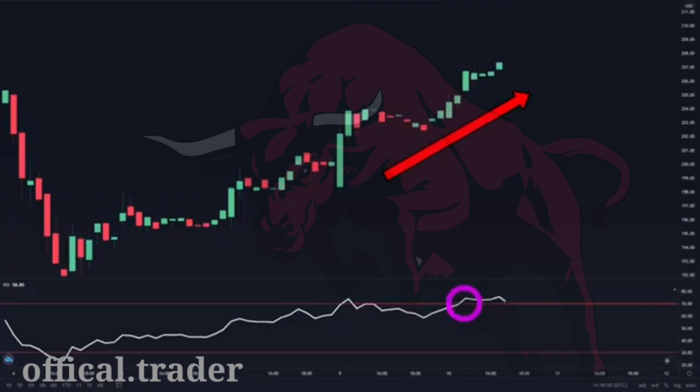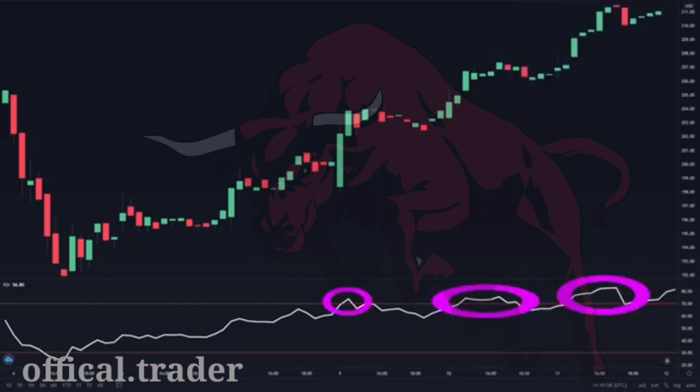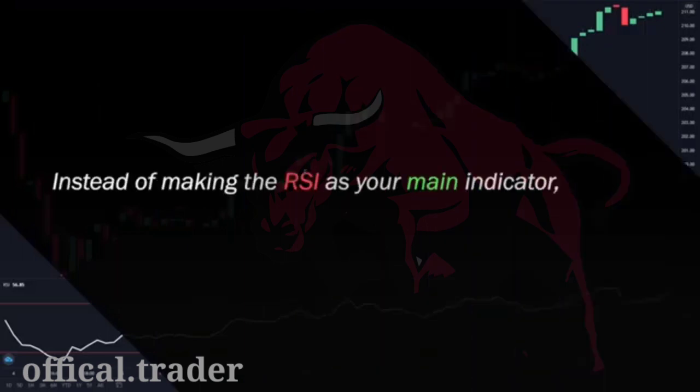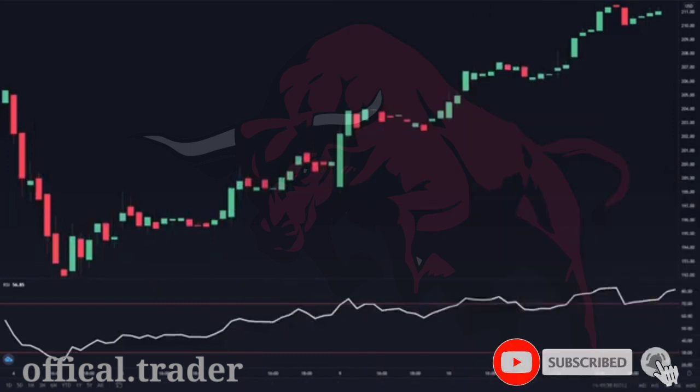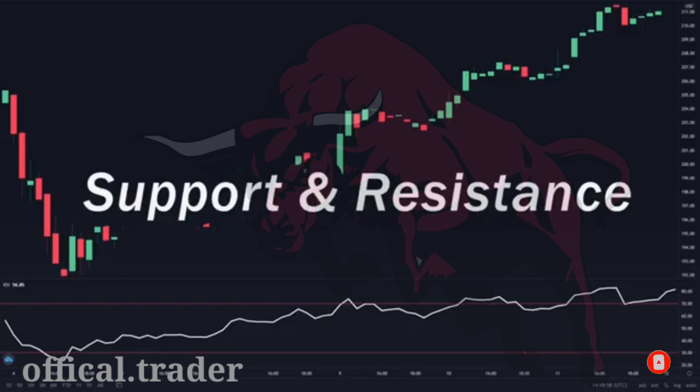So just because the price is overbought doesn't mean it's going to reverse down to oversold. Prices can stay at overbought and oversold levels for long periods of time. So, instead of making the RSI your main indicator, you would want to make it a supporting indicator. You want the RSI to further confirm your analysis. And my favorite type of analysis when combining with the RSI indicator is just simple support resistance and trend lines.